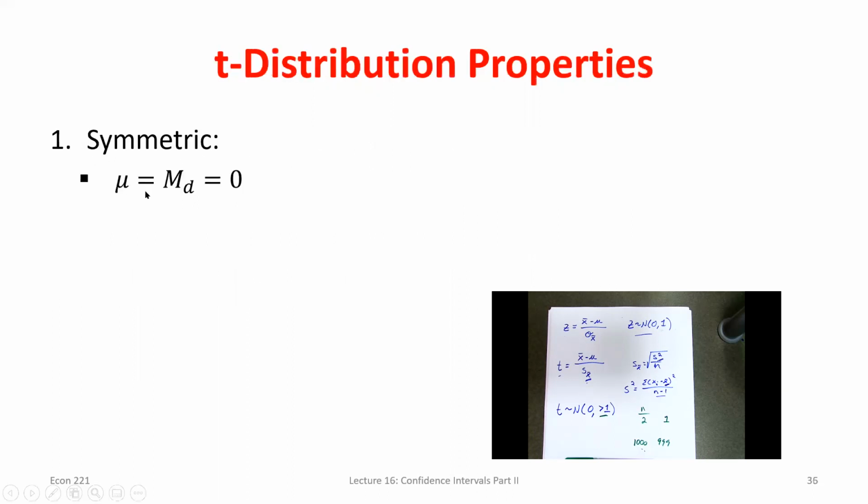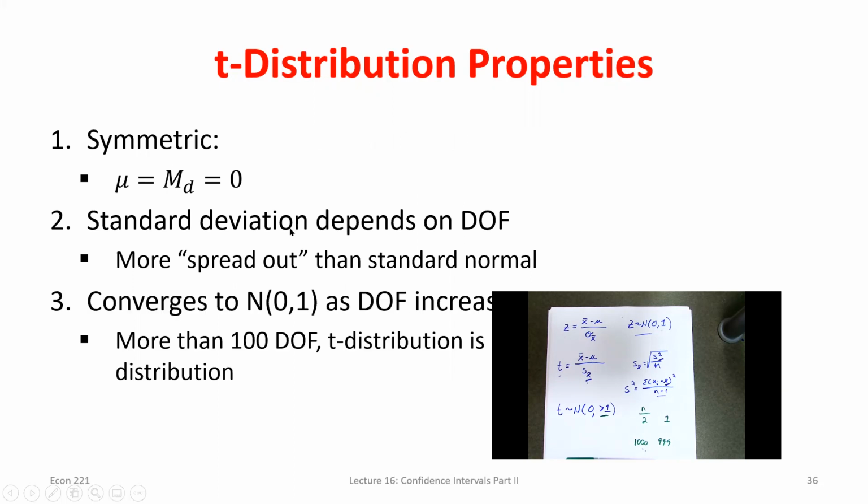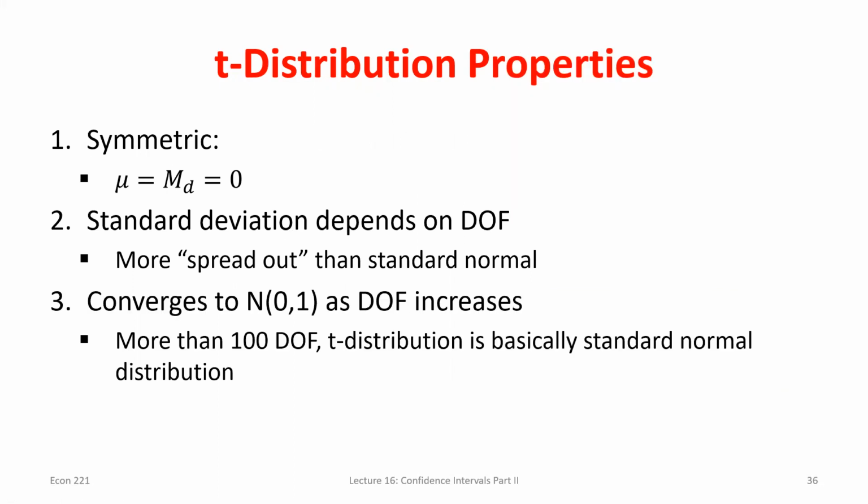I also mentioned it's symmetric, or at least I made the point that it's still centered around that mean of 0. So it's just like a normal distribution, the student t distributions are symmetric. They are going to be a little more spread out, which we already mentioned, right? That variance is larger than 1. And as we get to higher and higher sample sizes, it converges to a standard normal.